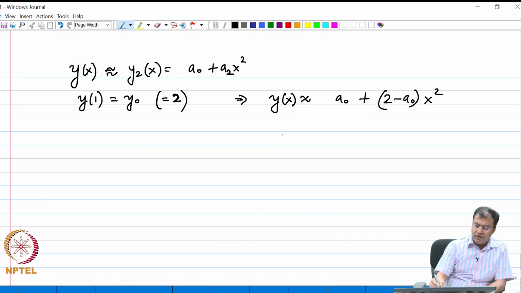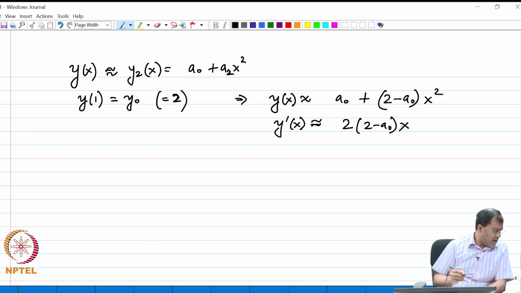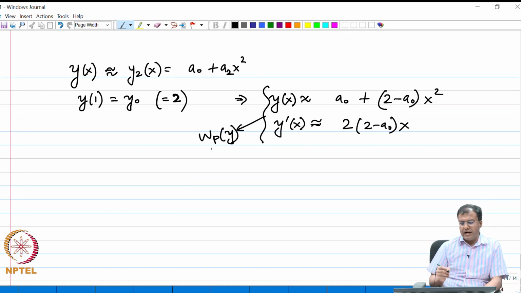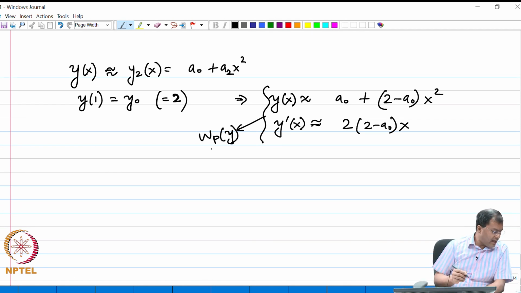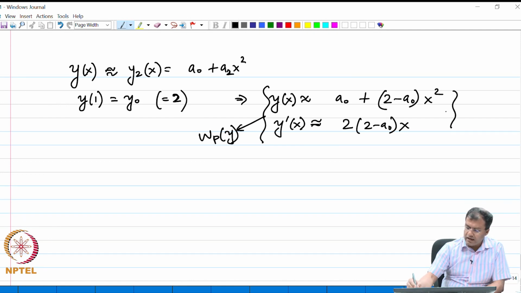So, I have y of x. Similarly, I can find y prime of x. My y prime of x comes out to be, we differentiate this, 2 times 2 minus a naught x. Then I substitute all these into my functional W_p of y, the functional that I had, and find out the expression. Let me call the set of these two expressions 1.